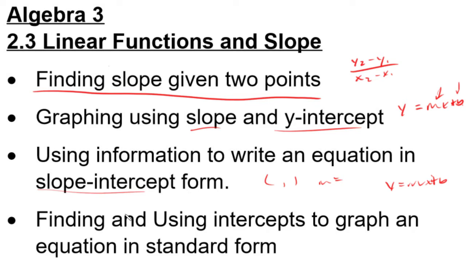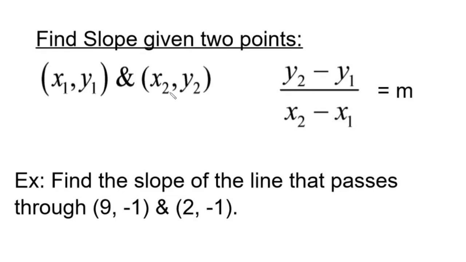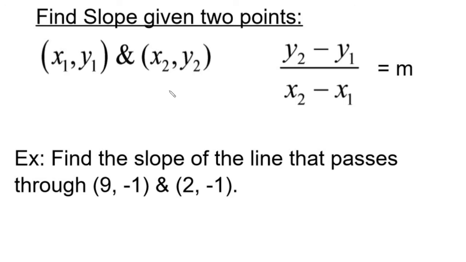And then finding and using intercepts to graph an equation in standard form. So finding intercepts is like to find an x-intercept, you plug in 0 for y. To find a y-intercept, you plug in 0 for x. You plot the 2 points and you graph. If all of that was over your head, then that's fine. That's what this lesson is for, is to teach you how to do that. So let's move on.